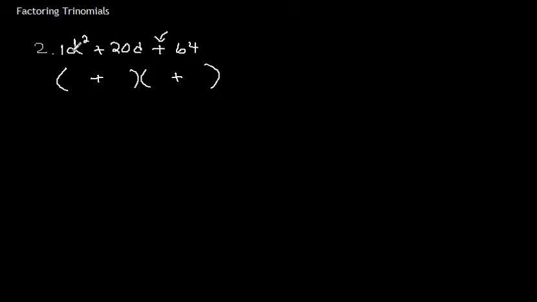Then you say, what times what gives me my first term? Well, that's easy, d times d. So you put it in the first spot. And then you say, what times what gives me 64, and when I add them, they give me 20. So I have to know my multiplication tables somewhat. This one's a little bit tricky too. So we think of what factors give us 64. So we have 8 times 8. I don't even know all my factors for this one. And what else goes into 64 here?